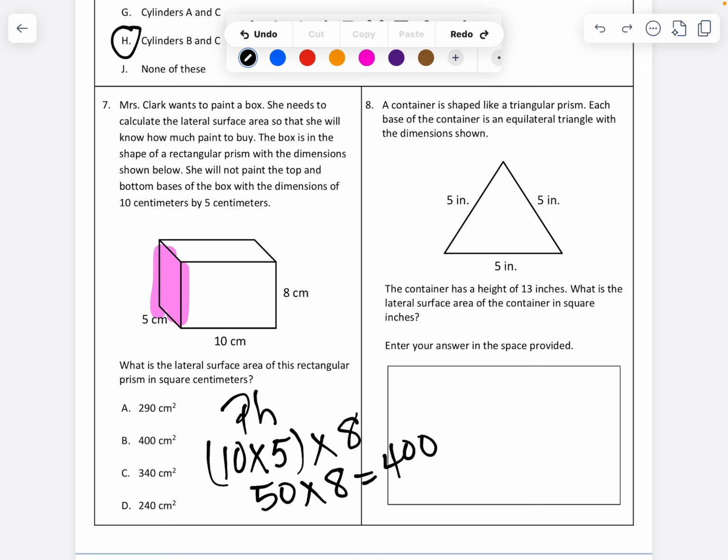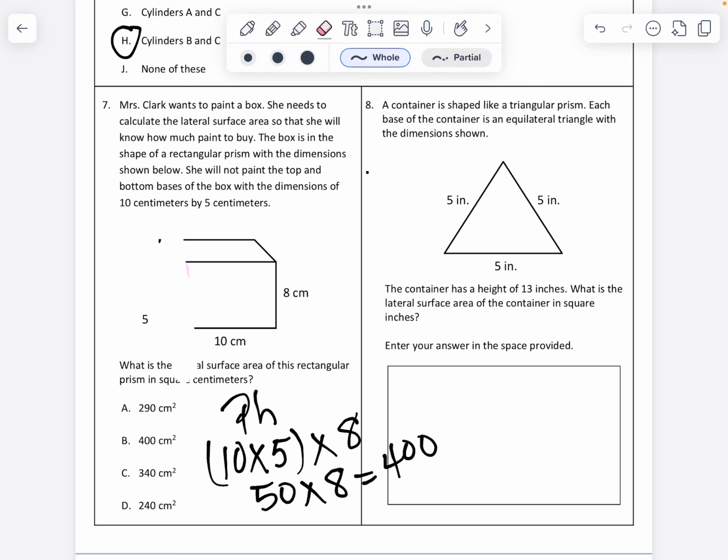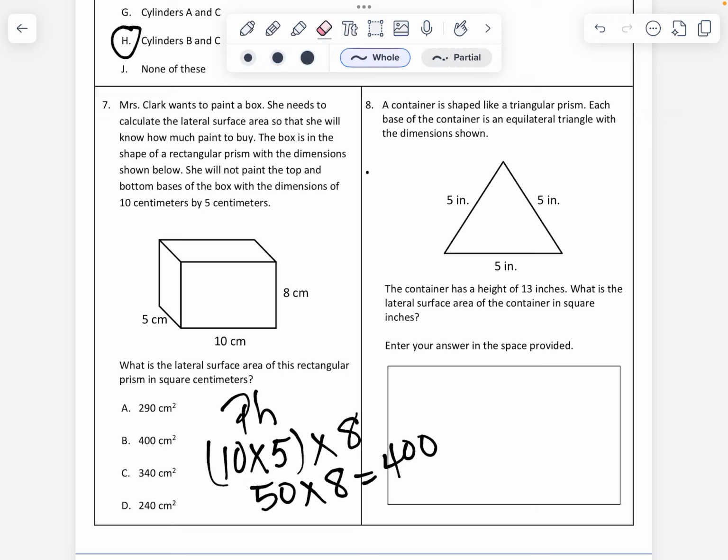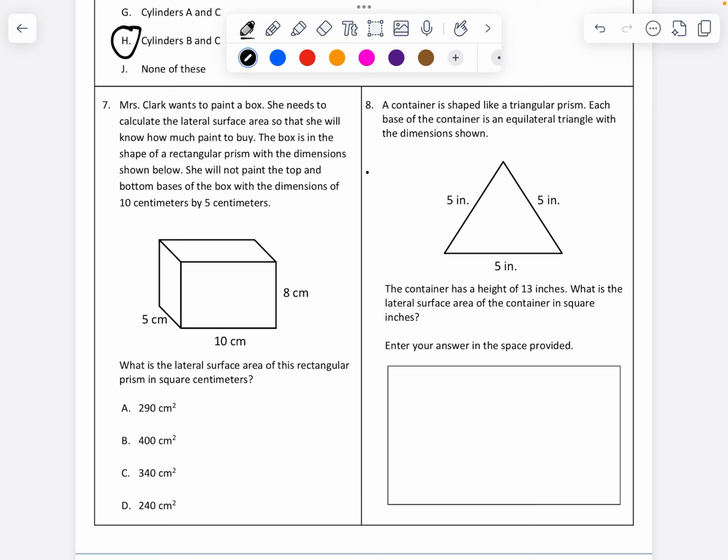Hold on, I just did this wrong. I actually told you wrong on number 7. We're going to back it up. I didn't do the perimeter, I just multiplied. I did volume. So it would actually be.